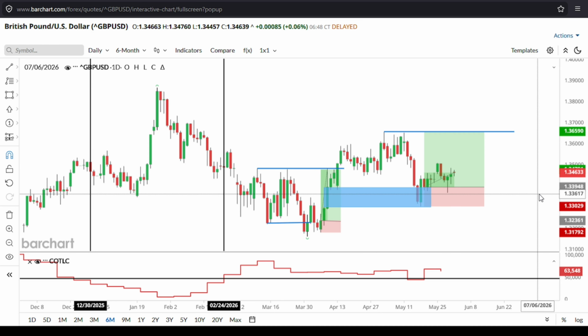So this is exactly how you use it for your daily trading. If you want to day trade, if you want to swing trade, you can use this. This is the basis of it.